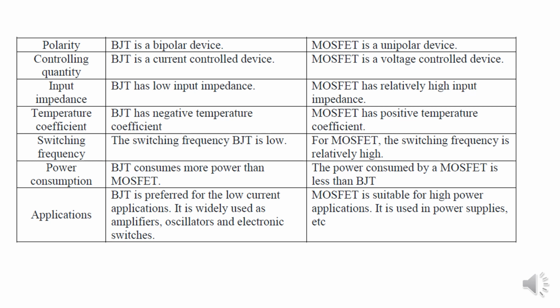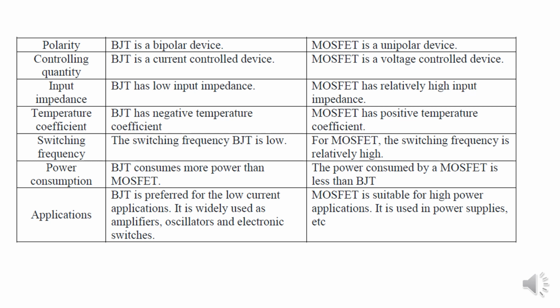BJT is a current controlled device and MOSFET is a voltage controlled device. BJT has lower input impedance and MOSFET has relatively high input impedance. BJT has a negative temperature coefficient and MOSFET has a positive temperature coefficient. The switching frequency of BJT is lower, and for MOSFET the switching frequency is higher. In the case of power consumption, BJT consumes more power than the MOSFET, and the power consumed by the MOSFET is less than the BJT.